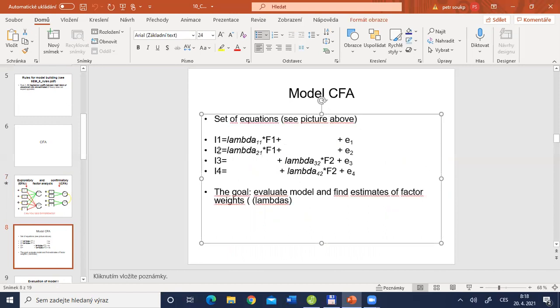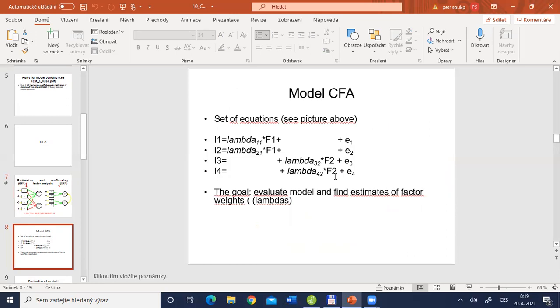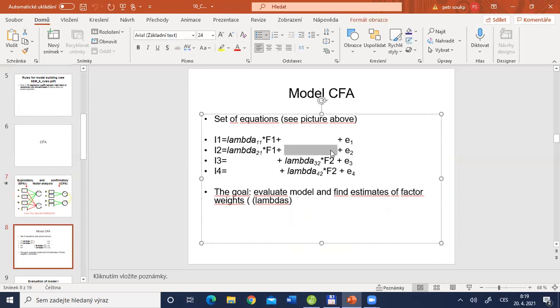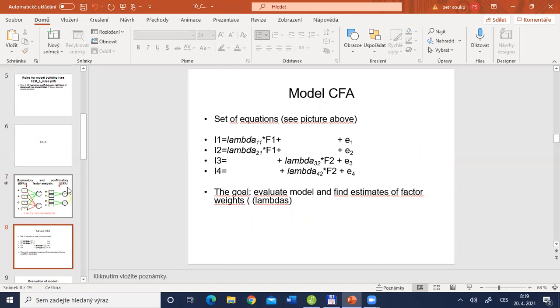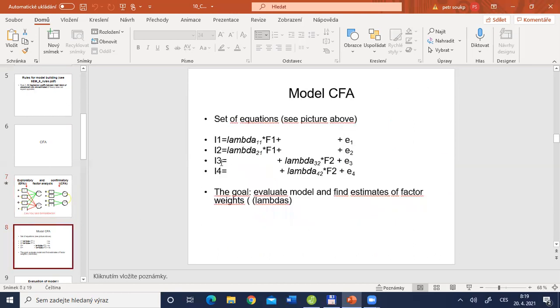The same style applies for I2. Once again, the impact of the first factor plus the second random error. So here it is. And once again, a blank space for the impact of the second factor. Once again, there is no cross-loading from factor 2 to item I2. And the rest is very simple: items I3 and I4 are related only to the second factor and random errors E3 and E4.